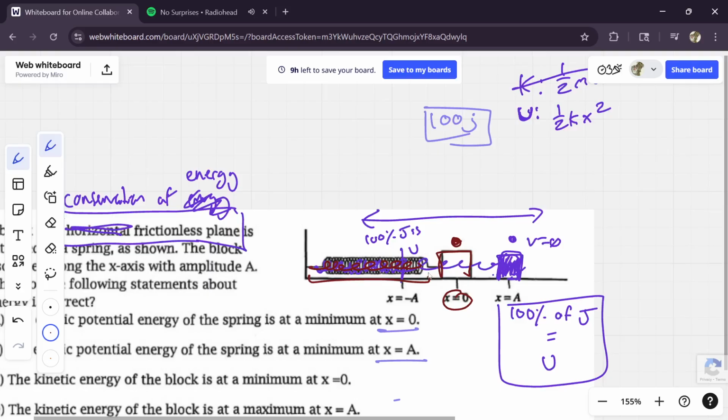If the spring is quite literally not pulling the box to the left or pushing it to the right, it's not doing anything, which means all of the energy here is going to be kinetic.